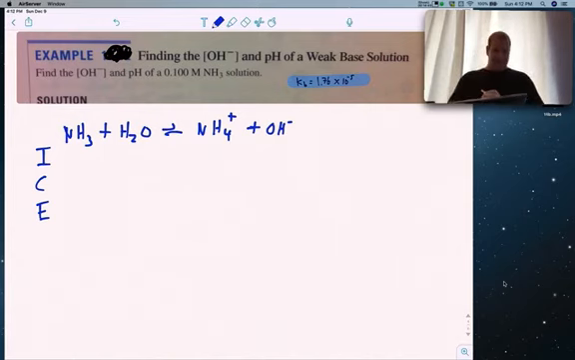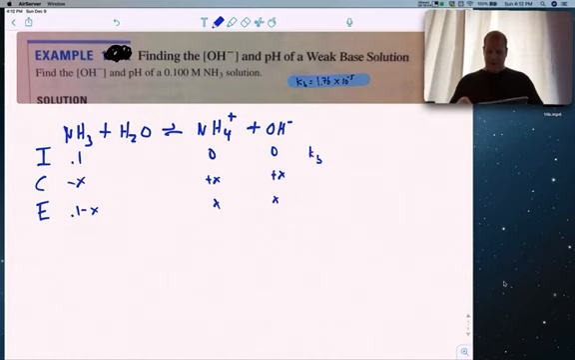So then initially, we're going to have 0.1, 0, and 0. Water's a liquid. It's not included in equilibrium. We're going to shift right. Equilibrium is going to be 0.1 minus x, x, and x.